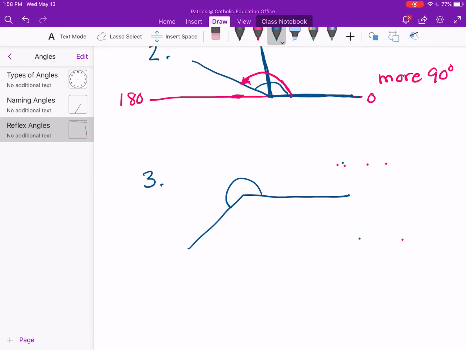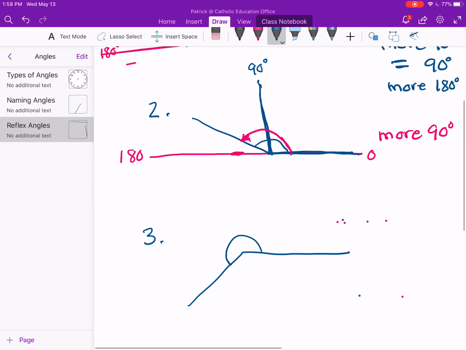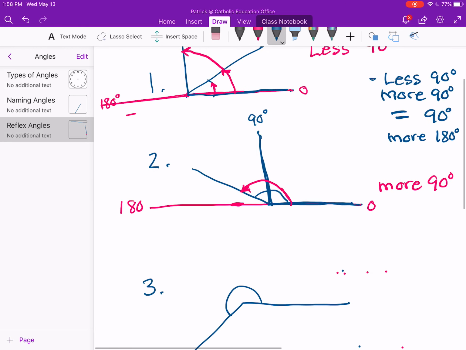All right, draw this one. Decide if it's less than 90, more than 90, equal to 90, more than 180. Pause the video and come back when you're ready.